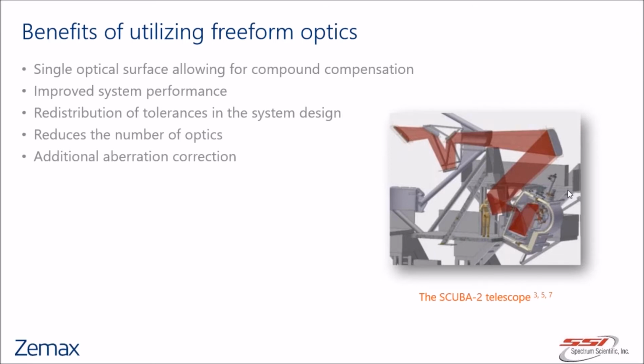If I can direct your attention to the graphic on this page, it's of the SCUBA-2 telescope. This is part of the James Clerk Maxwell Telescope in Hawaii, and it incorporates 9 aluminum freeform mirrors. This allows it to examine large areas of the sky 1,000 times faster and with a much larger field of view and better sky-to-background sensitivity compared to the original SCUBA telescope, which used all conventional optics.